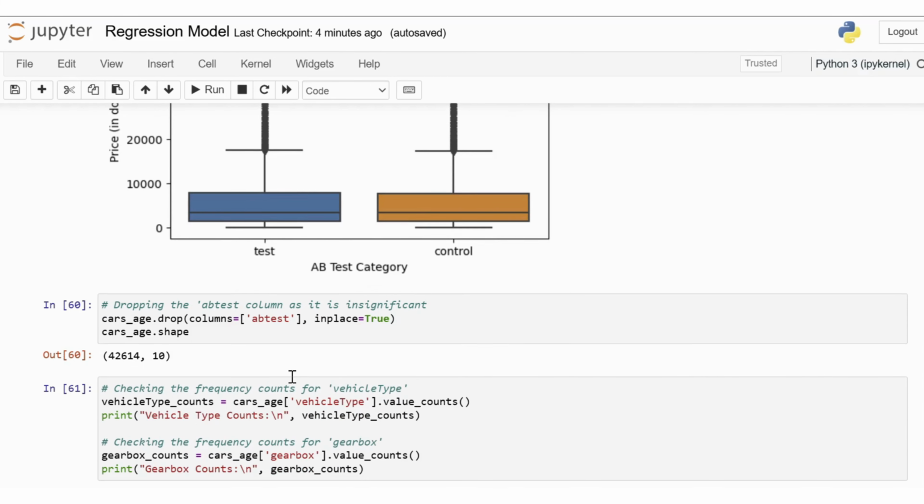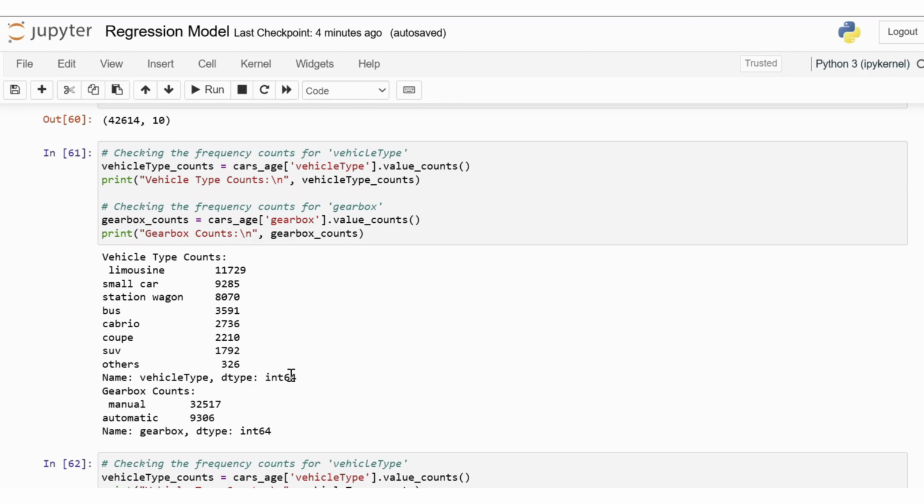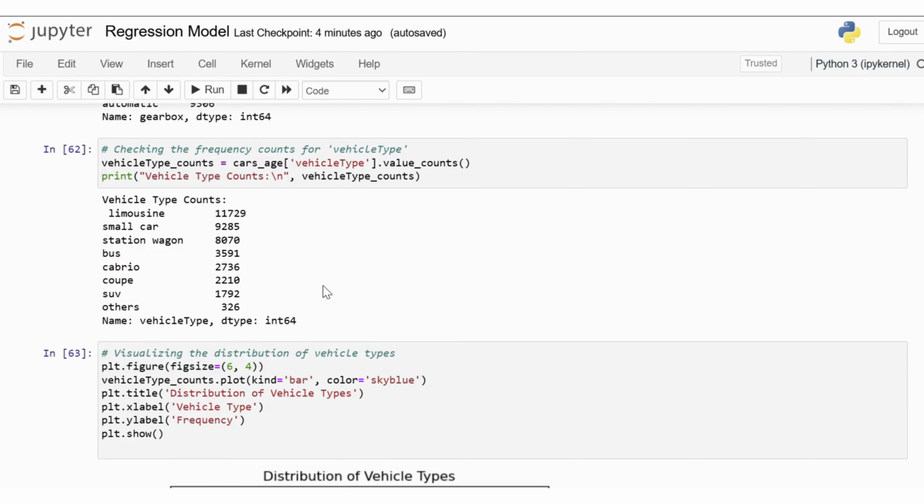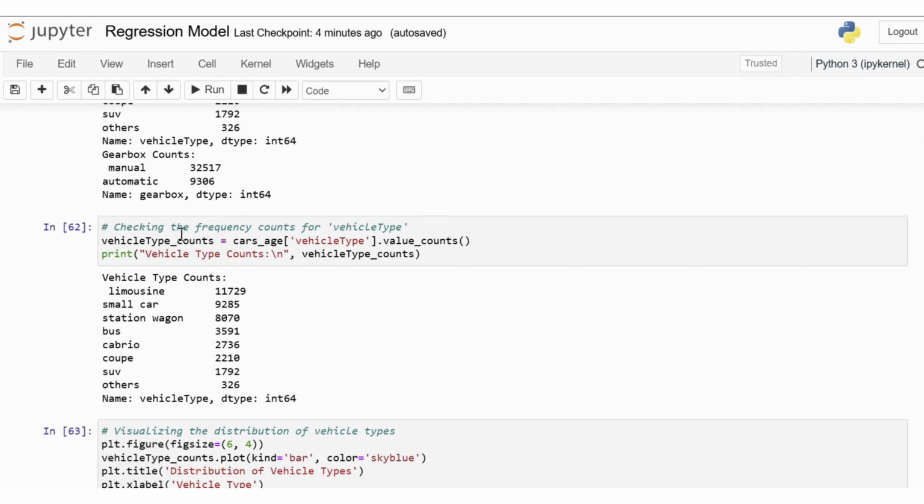Let's take a closer look at some remaining categorical variables like vehicle type and gearbox. These counts show that vehicle type and gearbox have enough data in each category to be meaningful in our analysis. Therefore, we will retain these variables. Next, we will ensure the remaining variables are relevant and sufficiently represented to proceed with our analysis. This step is crucial for building a robust regression model that accurately predicts the price of pre-owned cars.